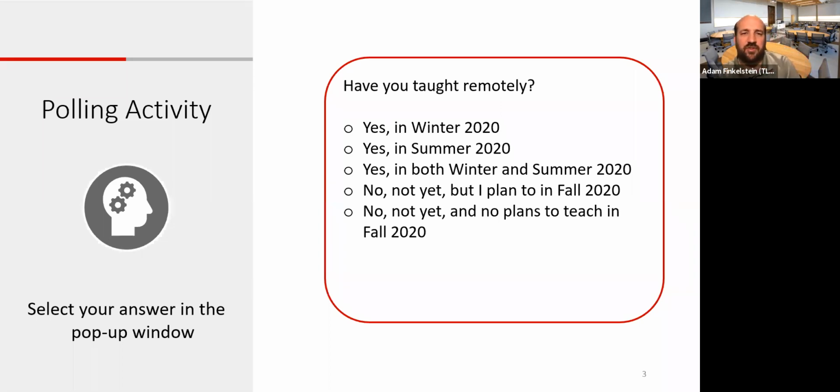Now you should be able to see those results in the poll sharing, and looking at that, we have almost a 43% split between yes, having taught in winter, and no, not yet, but plan to in the fall. That's a really interesting split, and actually very similar to the last sessions that we gave last week as well. That gives us a sense of who we're working with.